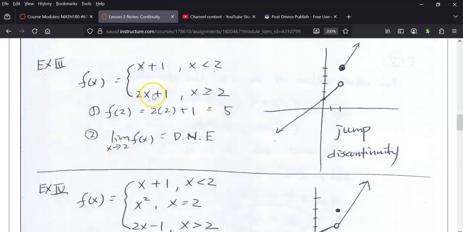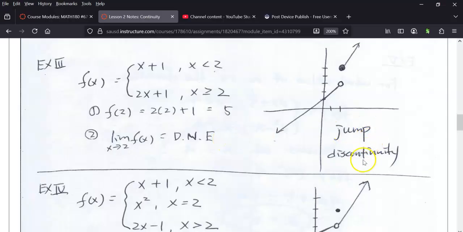Below, you get a 3. Above, you get a 5. They don't match. Therefore, the second condition of continuity, the limit, doesn't exist. So in that case, you have a discontinuity. But what type of discontinuity is this?